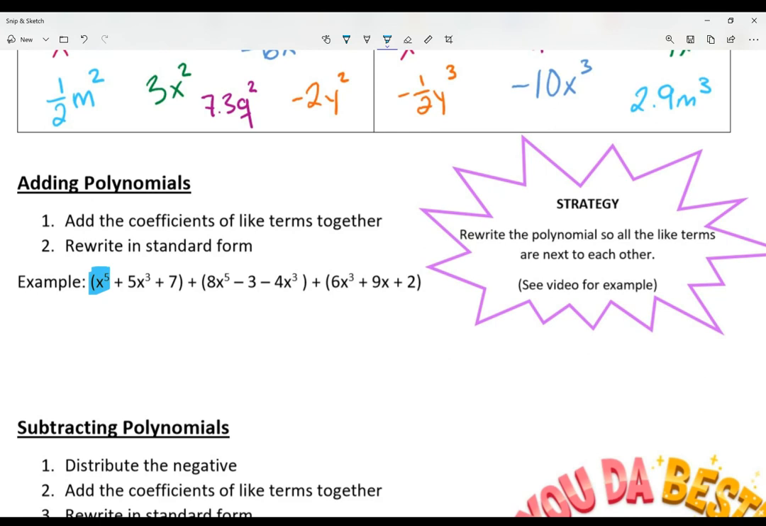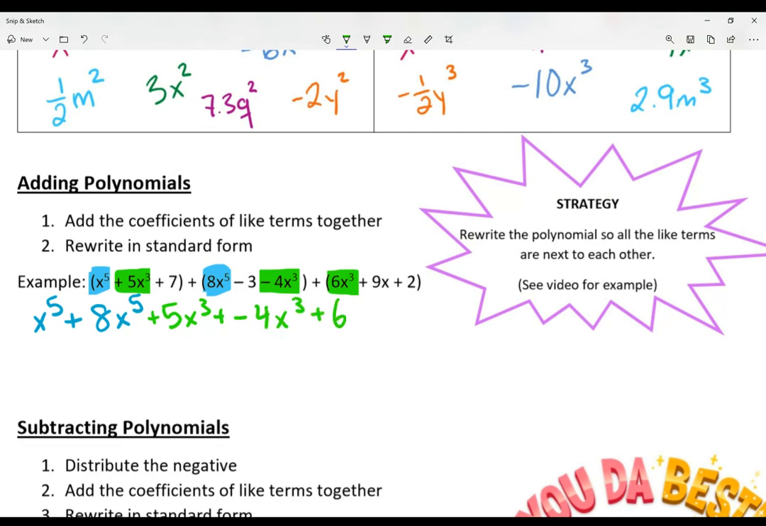So here are these. I'm going to write x to the 5th plus 8x to the 5th. I don't see any more with a 5, so I can move on. Now I'm going to move on to exponent 4, going down. I don't see any exponent 4s, so I can move on. Now I'm going to move down to exponent 3. I see 5x cubed. I see negative 4x cubed. I see 6x cubed. So I'm going to rewrite those. Plus 5x cubed plus negative 4x cubed plus 6x cubed.